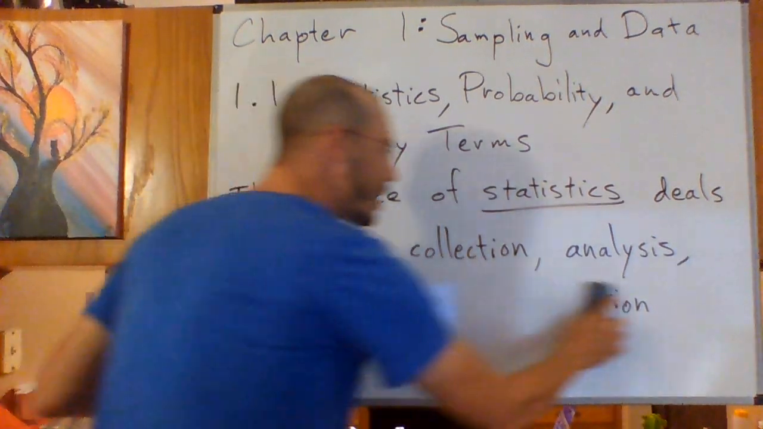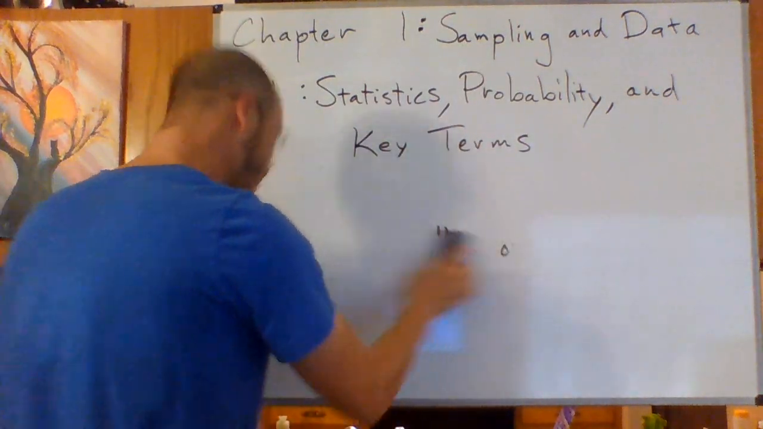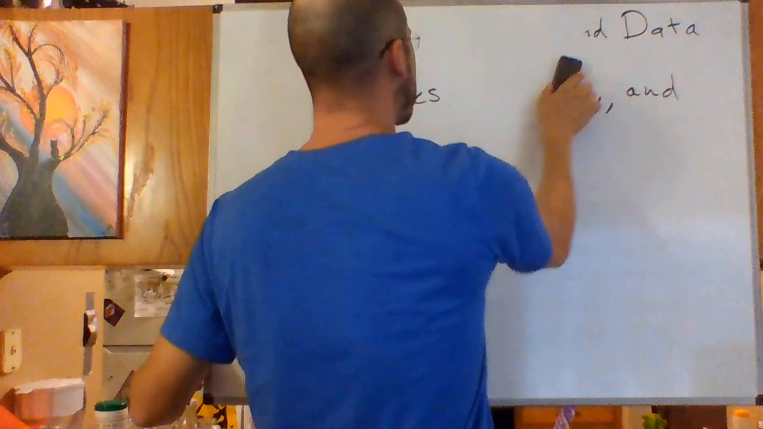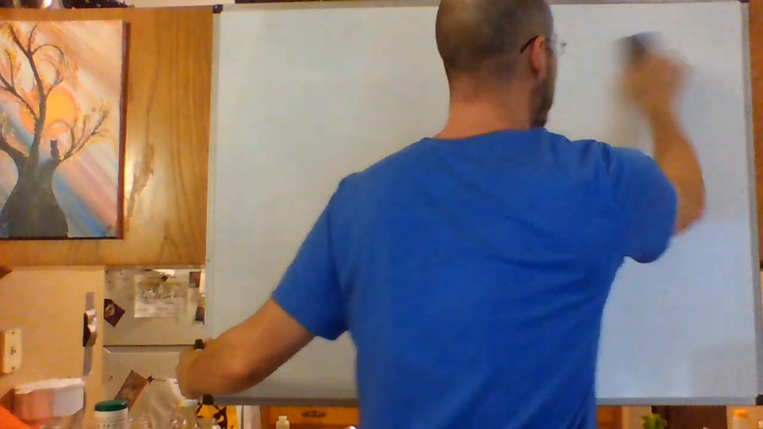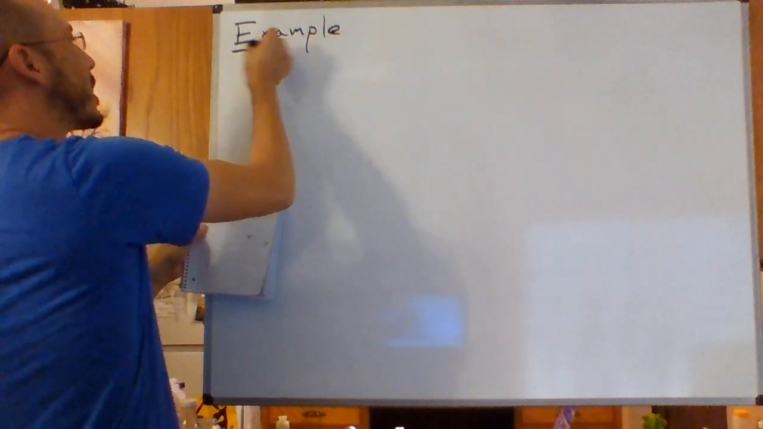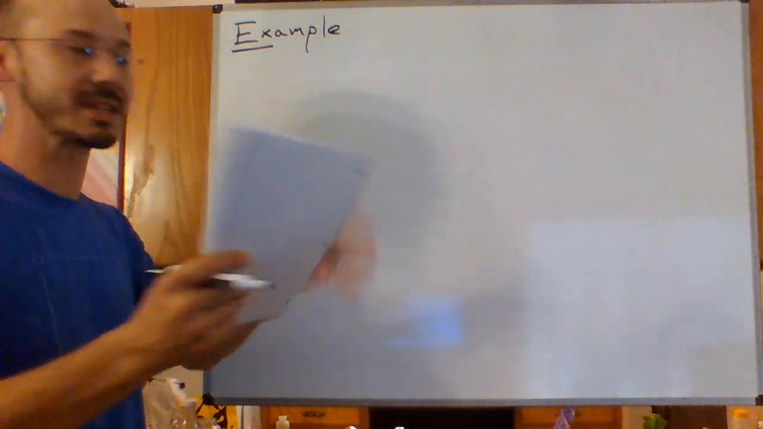I've got an example of a data set. And it comes from a sample. We don't have to worry about the process of sampling in this one. We just have the data. So example, and I'm not going to write that word anymore. I'm just going to write X for example. We're going to do a lot of examples.